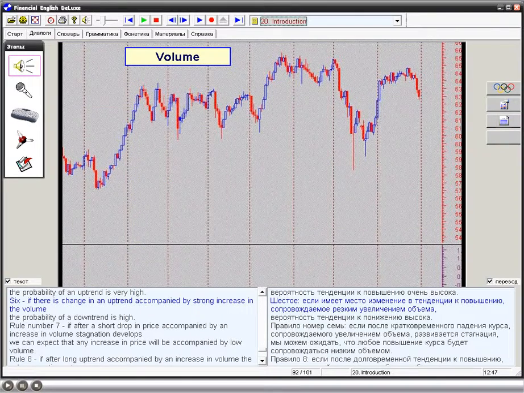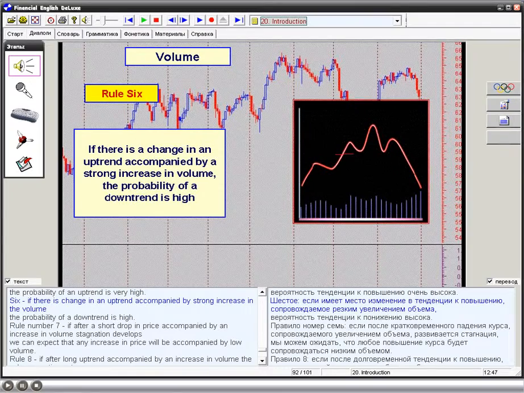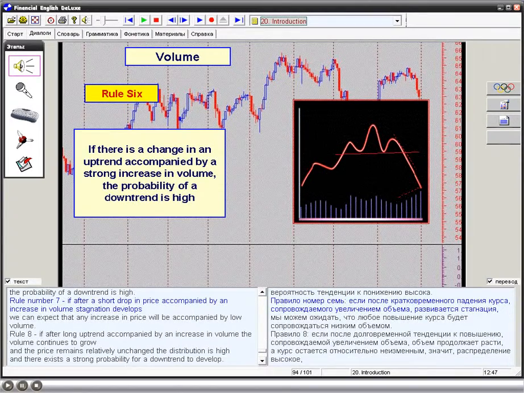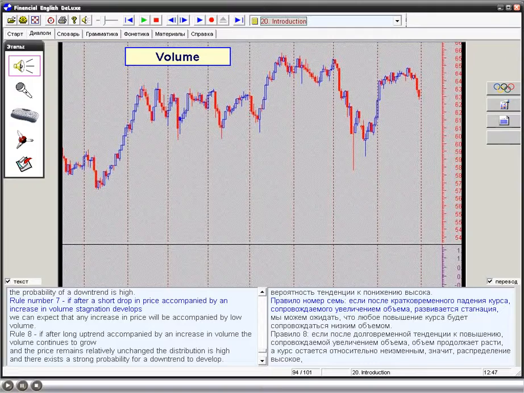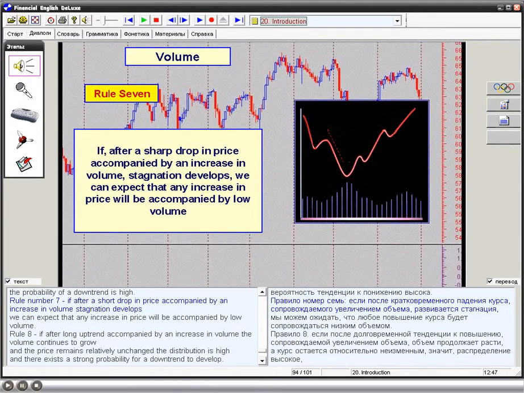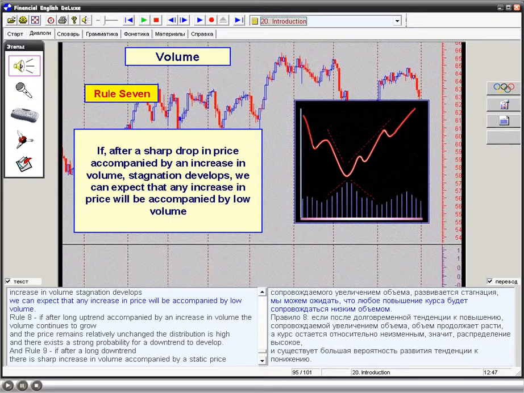6. If there is a change in an uptrend accompanied by a strong increase in volume, the probability of a downtrend is high. Rule number 7. If, after a sharp drop in price accompanied by an increase in volume, stagnation develops, we can expect that any increase in price will be accompanied by low volume.